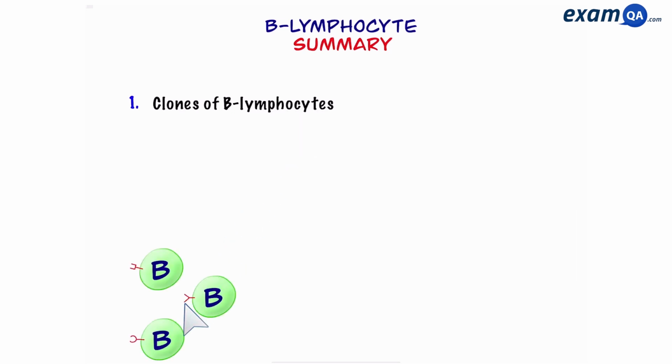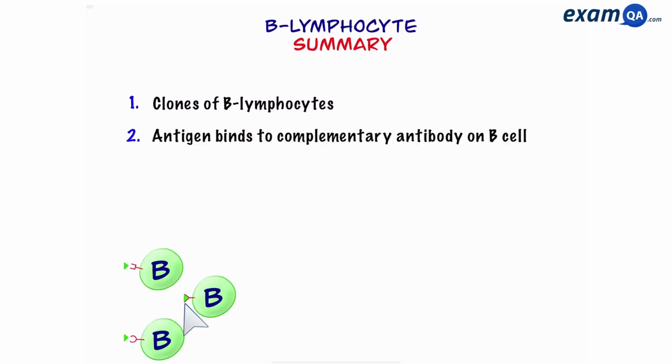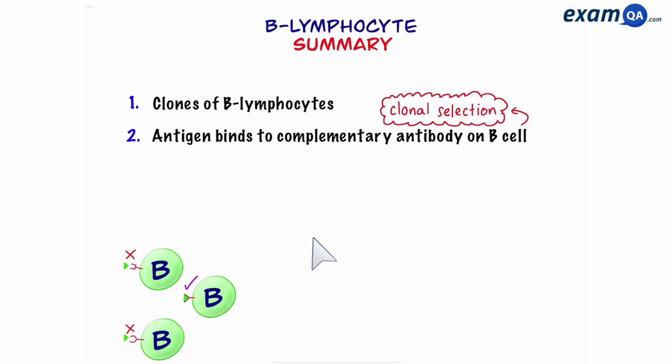Okay, so to summarize. Number 1, there are many clones of B lymphocyte in the blood. These clones have different antibodies on their surface. The antigen binds to the complementary antibody on the B cell. This process is called clonal selection.